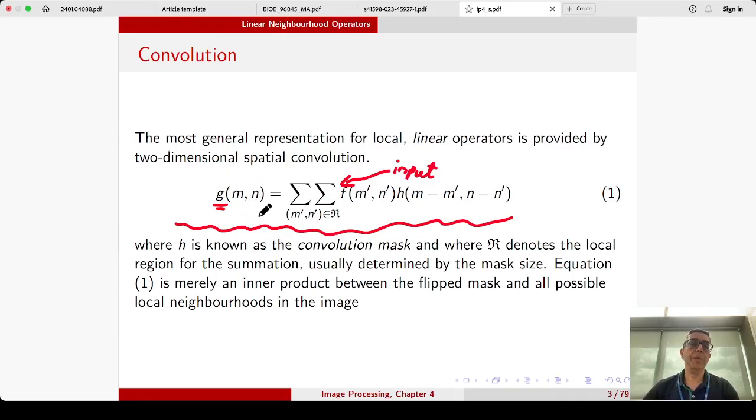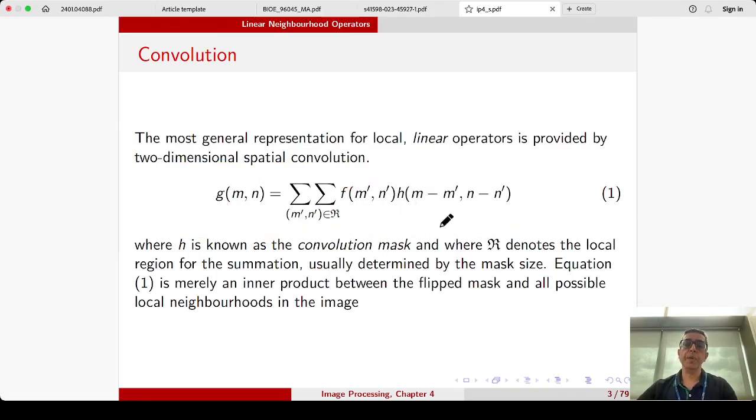I say approximately because you'll see that there's one caveat to this, which has to do with the way that convolution works, or what it represents as an operation. So f is our input, and g is our output. H is going to be the thing that defines the mapping between the input and the output, given that we have a linear operator. So this is known as the convolution mask.